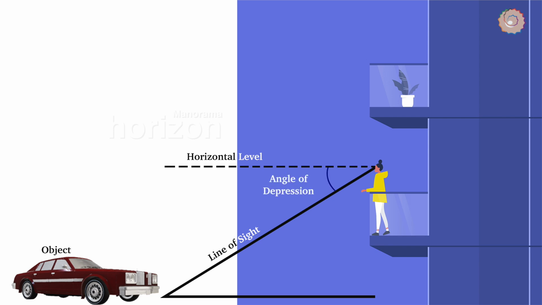The angle so formed by the line of sight with the horizontal is called the angle of depression. Thus, the angle of depression of a point on the object being viewed is the angle formed by the line of sight with the horizontal when the point is below the horizontal level. That is, in this case, when we lower our head to look at the point being viewed.